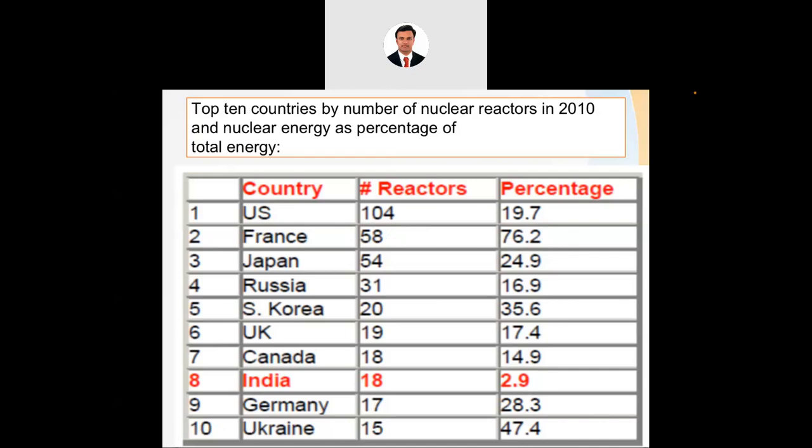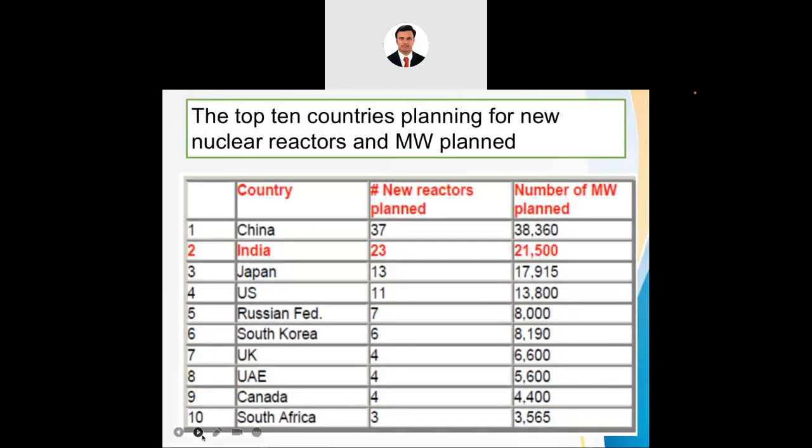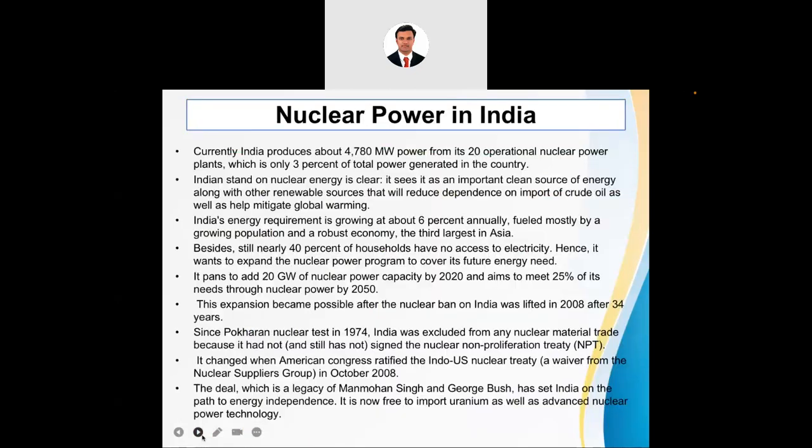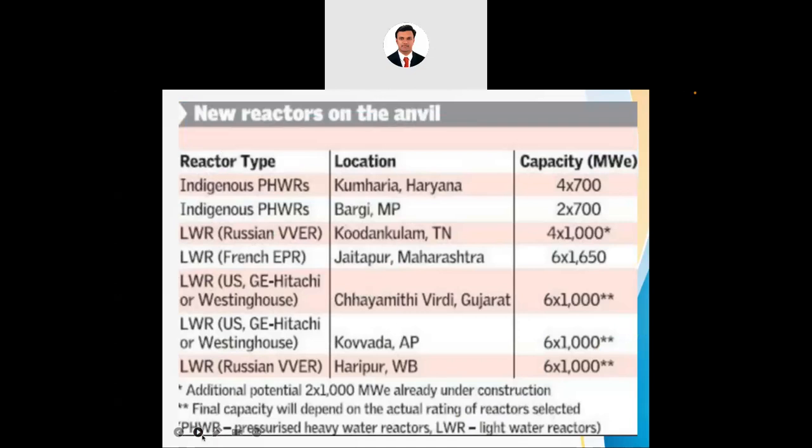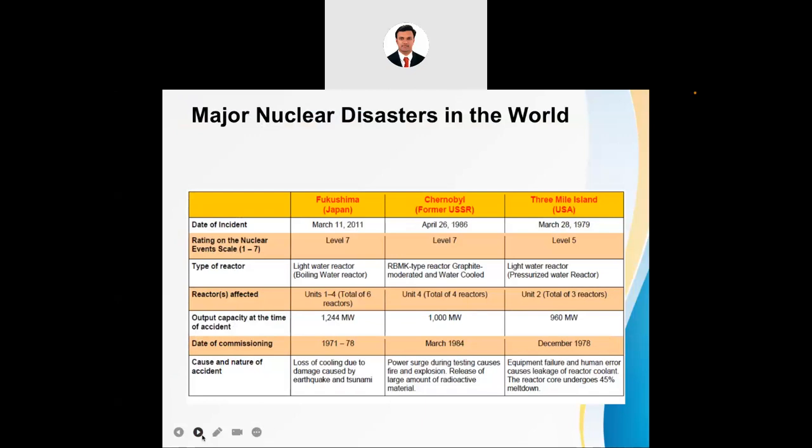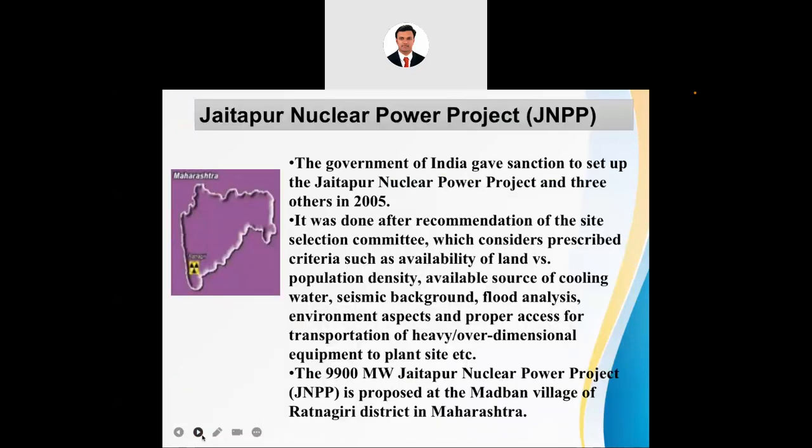Regarding India, India has a total of 18 reactors till 2010, and nearly 3% of electricity or power is generated by nuclear power plants in India. Okay, so this is just information. Top 10 countries planning for new nuclear reactors, and you will also see the new nuclear reactors which are going to be unveiled.